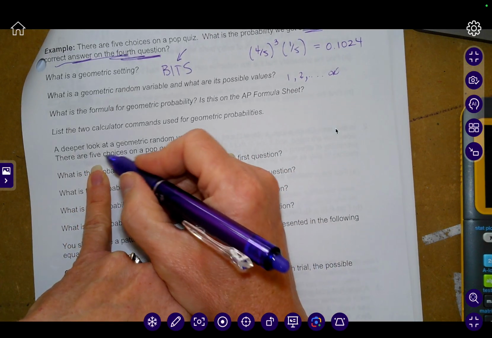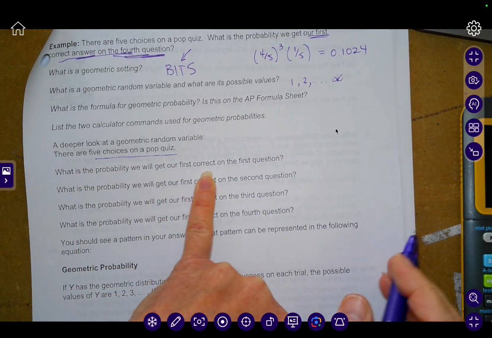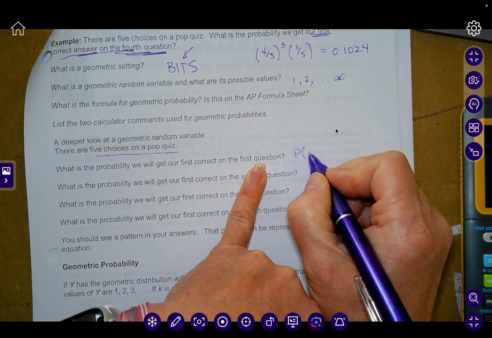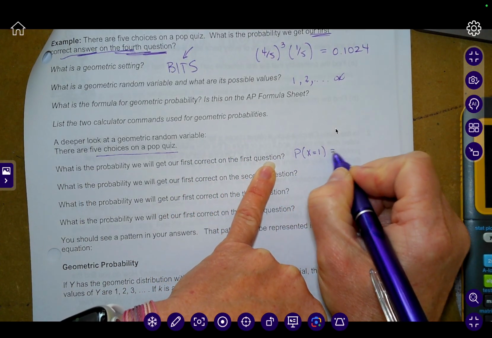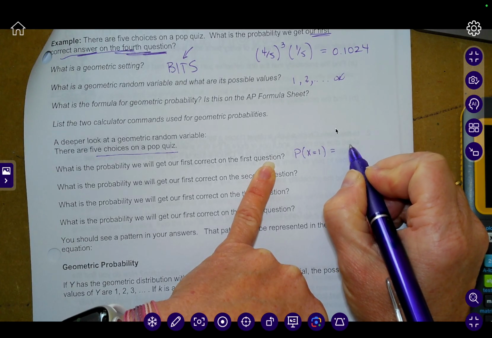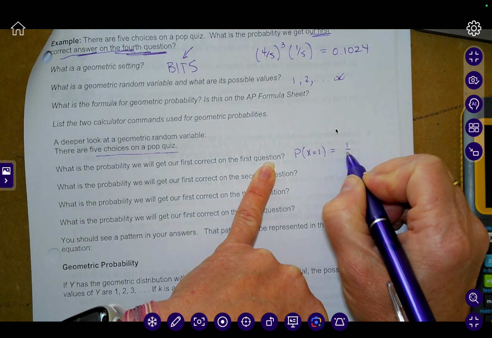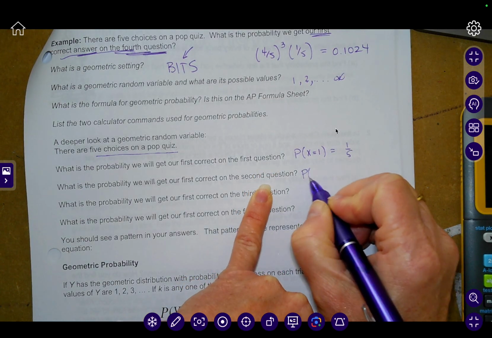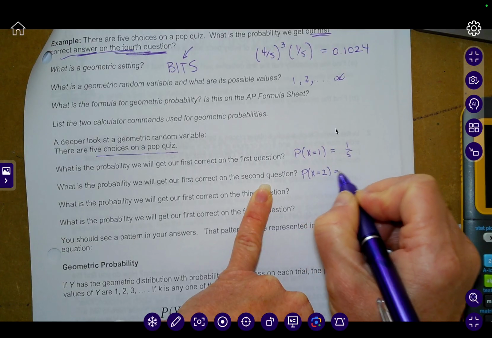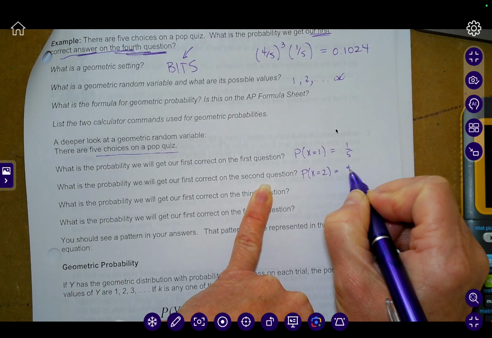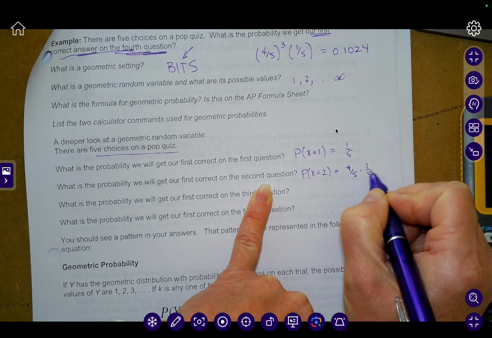So again, let's say we have 5 choices for a pop quiz. What's the probability that we get our first correct on the first question? So that's just going to be 1/5. What's the probability we get our first correct on the second question? So that means our first question was wrong, our second question was correct.